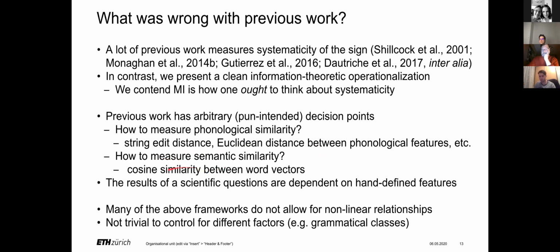Measuring semantic similarity is ad hoc as well. People will try to correlate edit distance and cosine distance, but then you have all these hand-defined decisions that people made, and we wanted to avoid that by having a much simpler, clean definition. Also, most of these frameworks focus on linear models. As you might have expected, because we're doing modern NLP research, we're going to have some neural networks in here, which are able to learn nonlinear relations. And finally, we don't think those previous works had an adequate mechanism to control for trivial phonosemes, say morphology, which is something we were able to introduce.